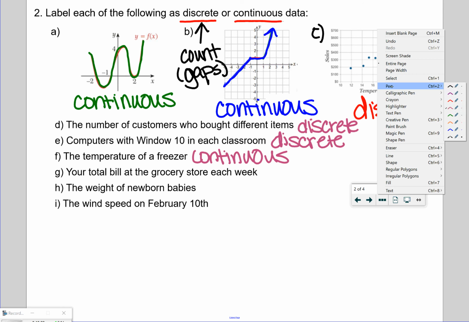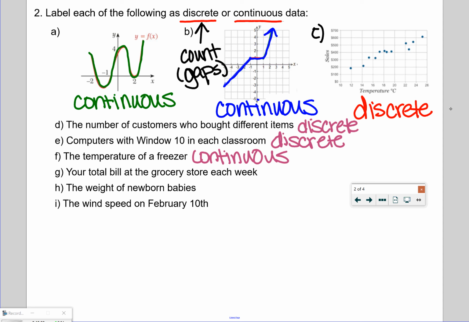Well, we probably don't want to count it, but it is something we can count because you're limited to dollars and cents for these. So this would be discrete data. We're not going to have partial cents.